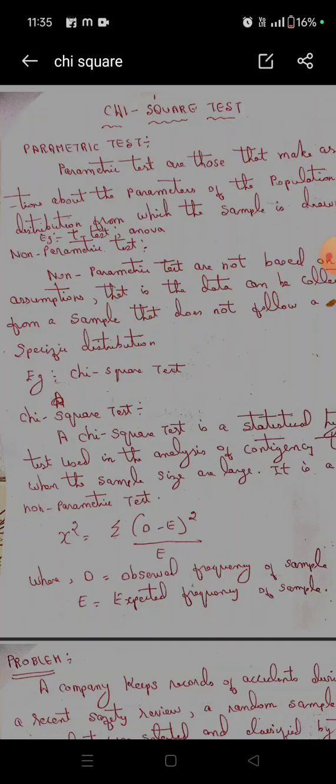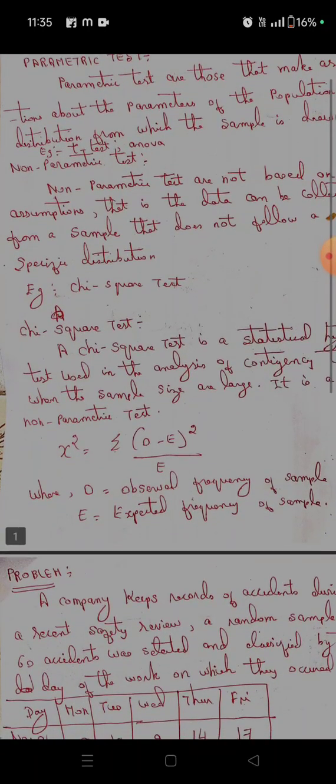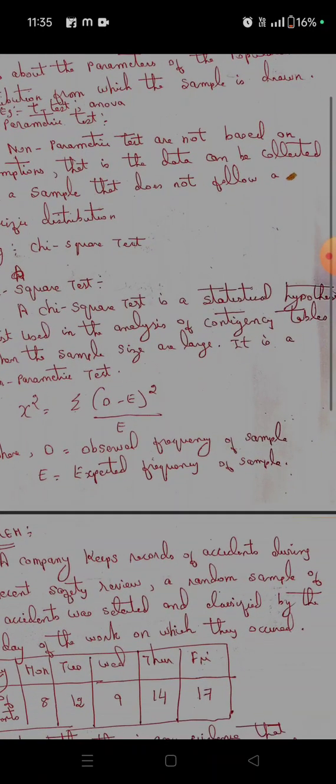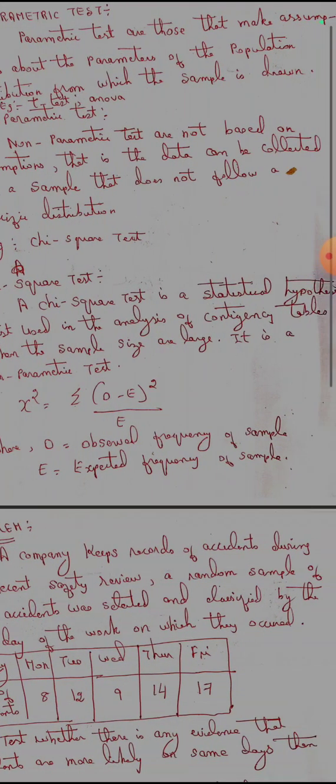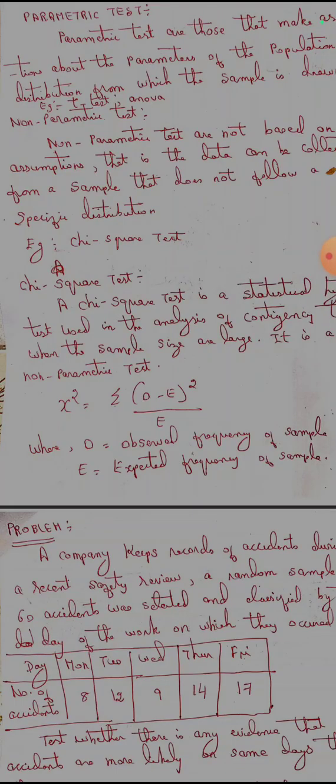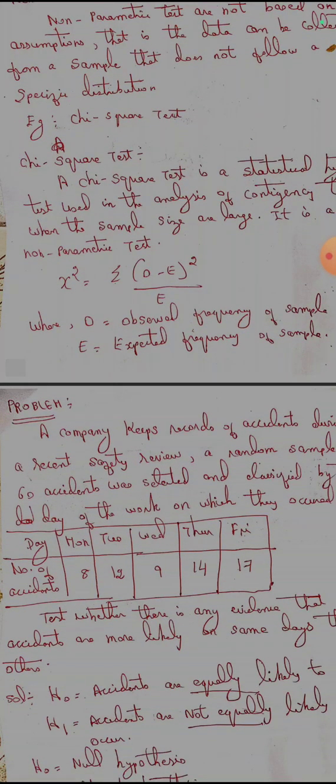Now we shall see what is the definition for chi-square test and its related formula. A chi-square test is a statistical hypothesis test that can be used in the analysis of contingency tables when the sample size is large. Chi-square is denoted by the χ² symbol. Chi-square equals summation (O minus E) the whole square divided by E, where O denotes the observed frequency of the sample and E denotes the expected frequency of the sample. Now we shall solve a simple problem based on this chi-square test.